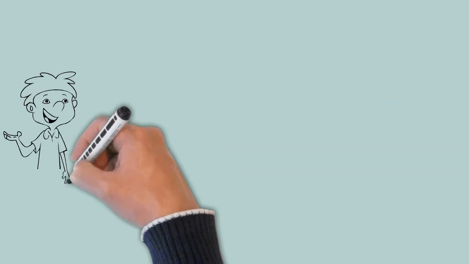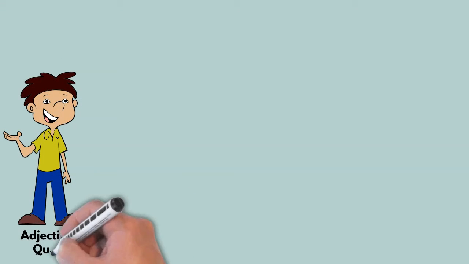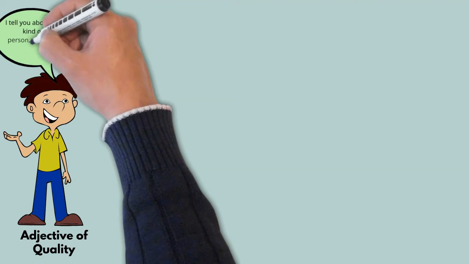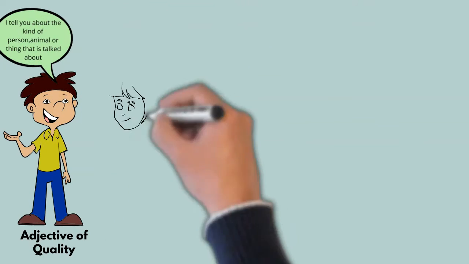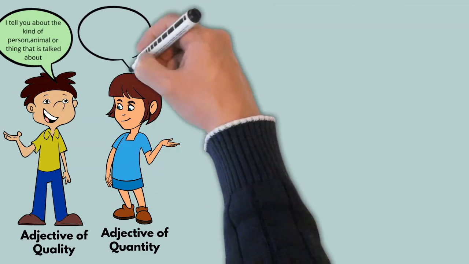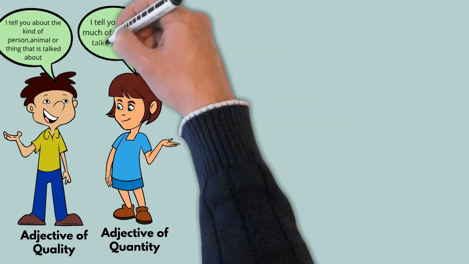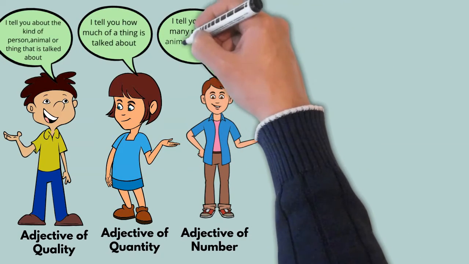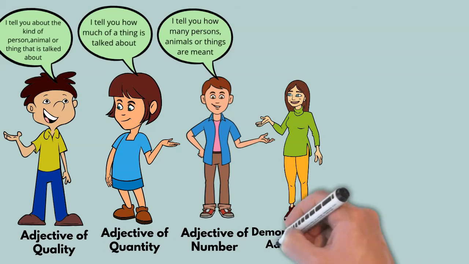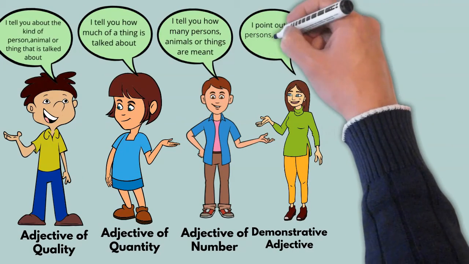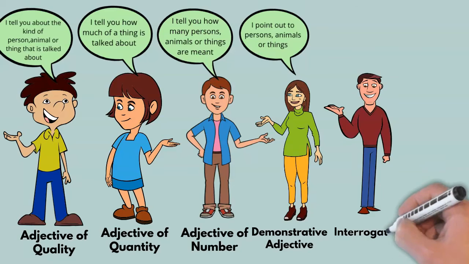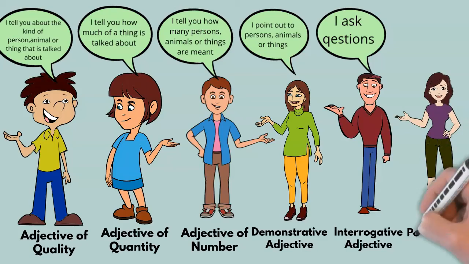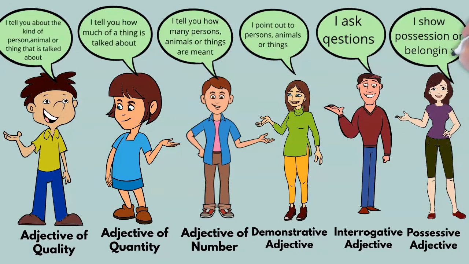Let's summarize all the definitions in one sentence together. Adjective of quality: I tell you about the kind of person, animal, or thing that is talked about. Adjective of quantity: I tell you how much of a thing is talked about. Adjective of number: I tell how many persons, animals, or things are meant. Demonstrative adjective: I point out persons, animals, or things. Interrogative adjective: I ask questions. Possessive adjective: I show possession or belonging.